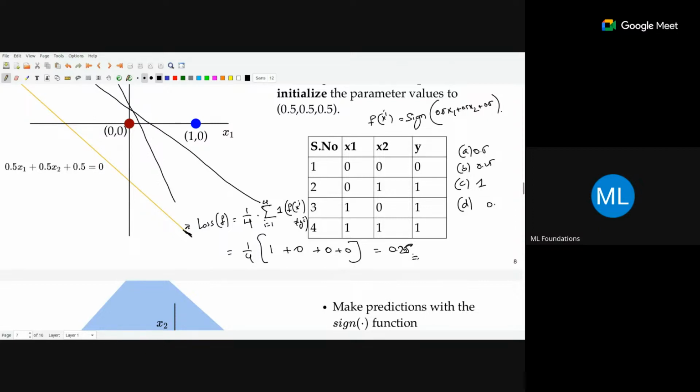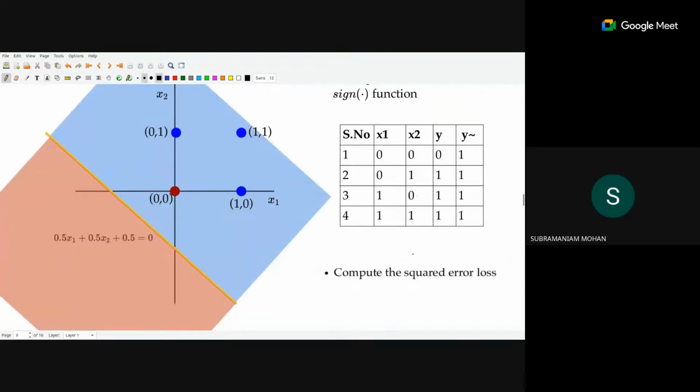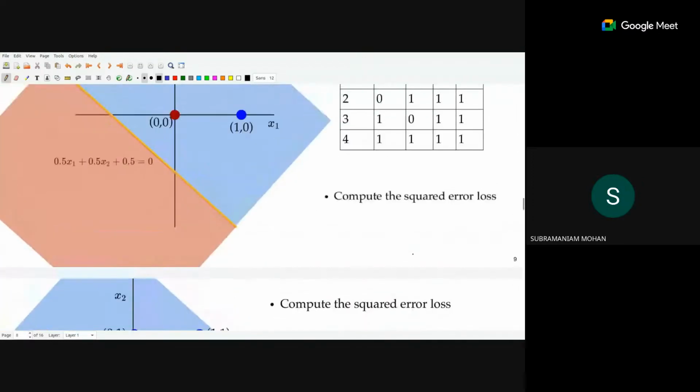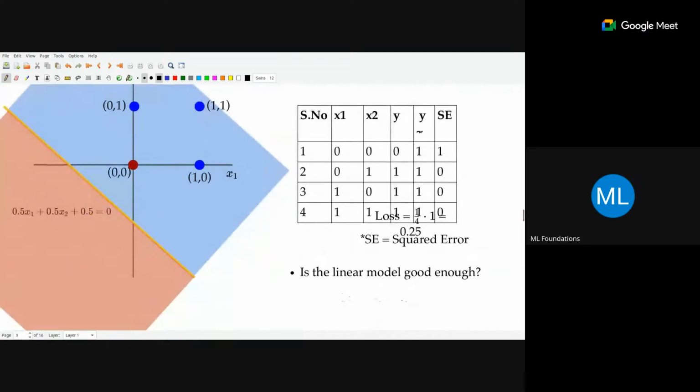So that is how you can compute the loss function for a classification problem. This is the 0-1 loss. If you compute the 0-1 loss, it should be like this. This is the sign of each data point we got using this particular linear separator. The sign is 1 for all the data points, but the actual data shows 1 for only 3 data points and the first data point is 0.